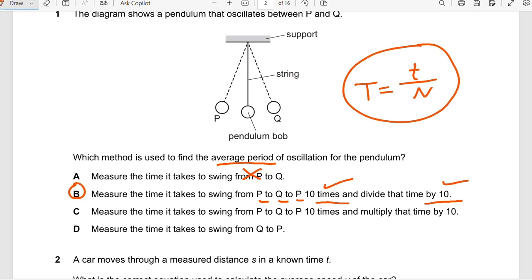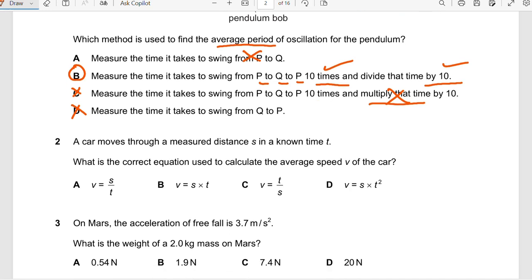Let's see option C. They say after we take the time for the 10 oscillations, we multiply it by 10. No, actually we don't multiply, we divide. So option C is wrong. D, they say the time it takes from Q to P. It's wrong as we explained. So option B is correct.